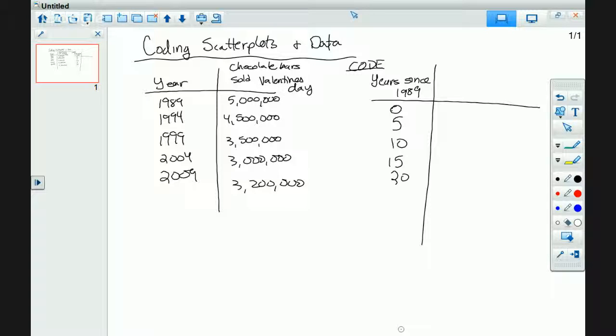And then chocolate bars in millions. So we would have 5, 4.5, 3.5, 3.